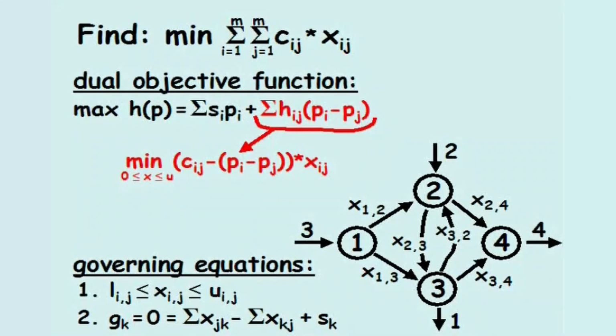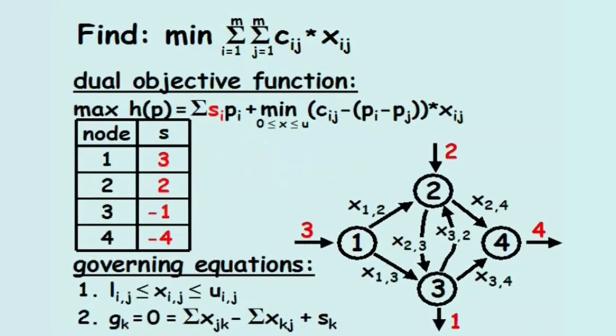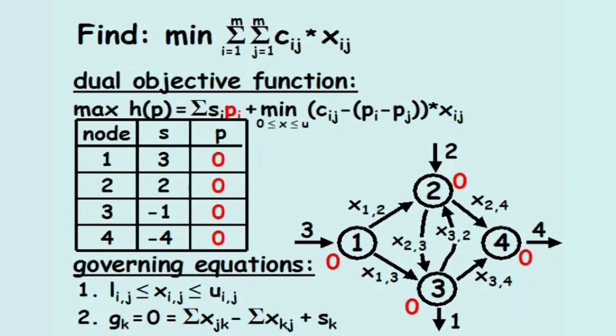In these equations, the source at each node equals 3, 2, -1, and -4 for nodes 1, 2, 3, and 4, respectively. These values do not change. The dual variables at each node are initially set to 0 and may change as the network is solved.